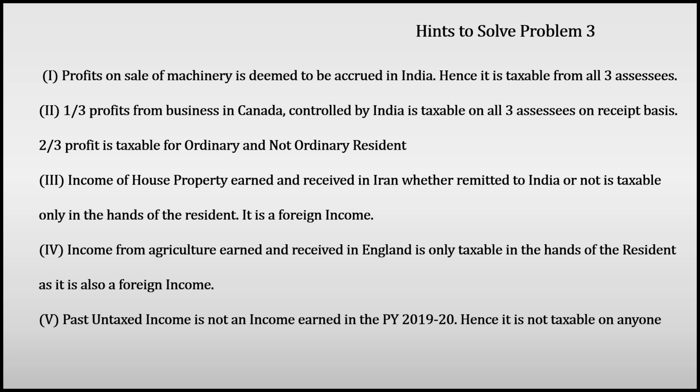as a foreign income. Income from house property earned and received in Iran, whether it's coming to India or not, is a foreign income, and so we are taxing it for the resident alone. Then income from agriculture earned and received in England is also a foreign income, so taxed only for a resident. The last one, past untaxed income, will not be taxed for anybody. So this is the solution for the third problem that we have seen.